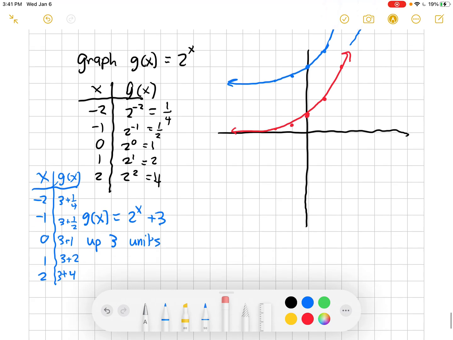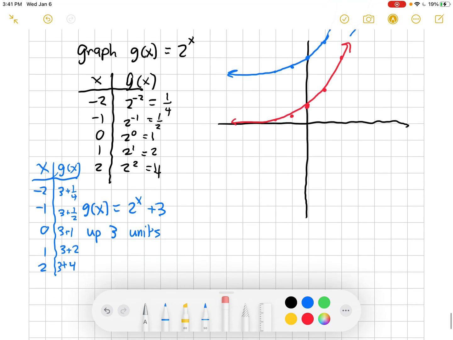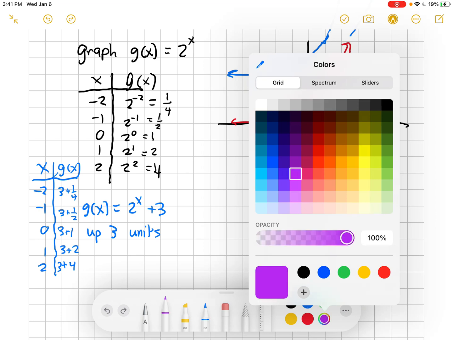Similarly, we can do the exact same thing for 2 to the x minus 5. I'm going to pick a different color. We'll go purple. That's my favorite color to use on this.